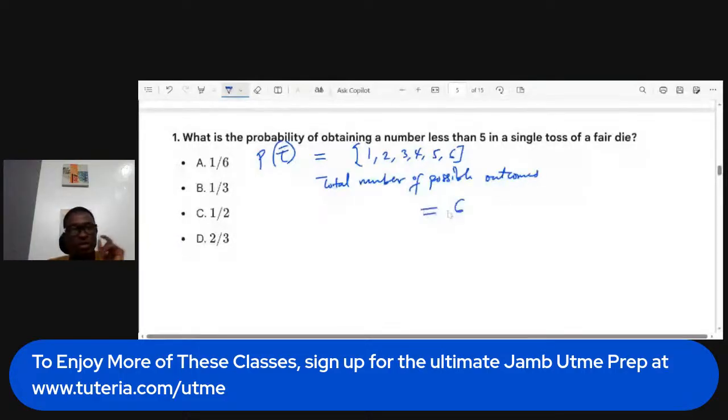The question says, what is the probability of obtaining a number less than 5? Less than 5. It's very important, please. So what are the numbers less than 5 in what we've written? We have 1, 2, 3, 4, 5, and 6. How many numbers are less than 5? 1, 2, 3, 4. This question is not even tricky, it's straightforward, but you might think 5 is inclusive.